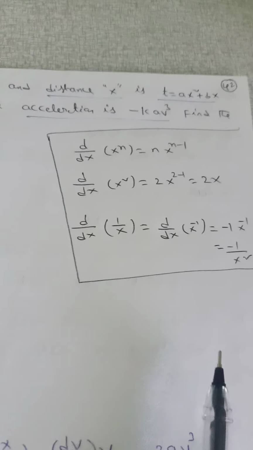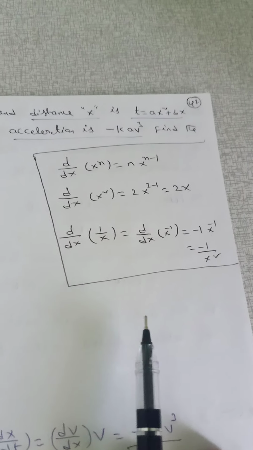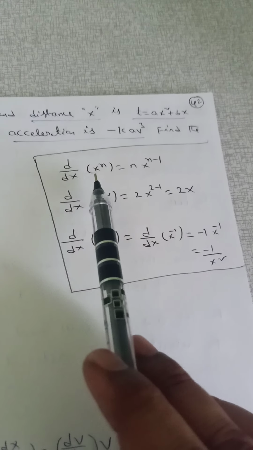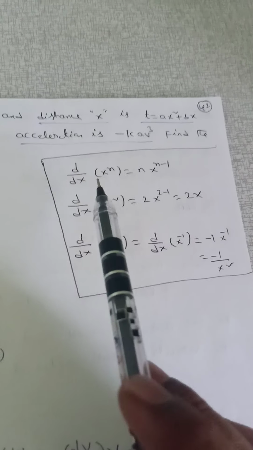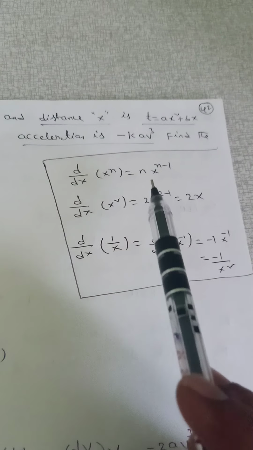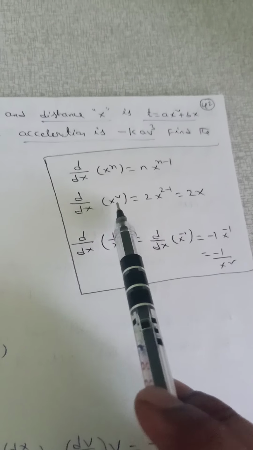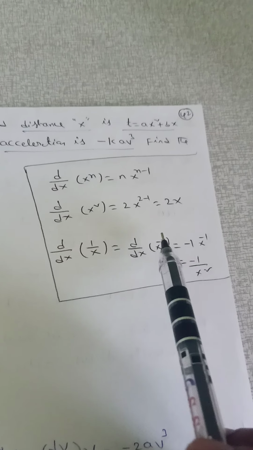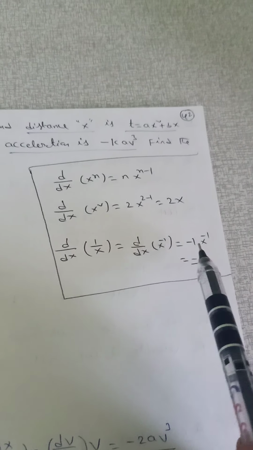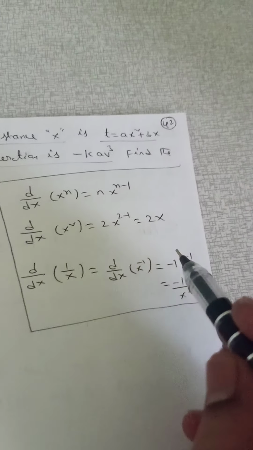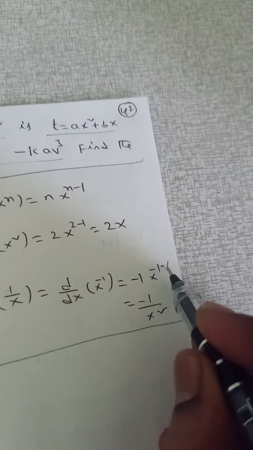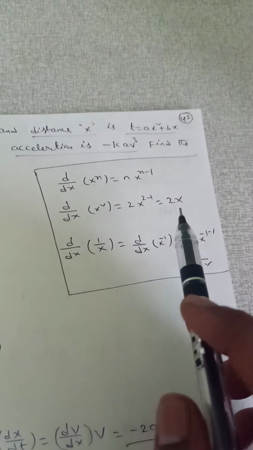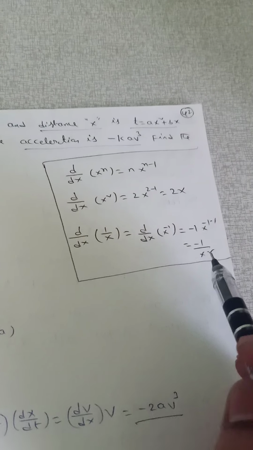First of all, let us discuss some formulas, which were already explained in the last videos. d by dx of x power n is n into x power n minus 1. Suppose n is 2, that means 2 into x power 2 minus 1, which is 2x. For 1 by x, which is x power minus 1, n is minus 1, so minus 1 into x power minus 2, that means minus 1 by x square. So the derivative of x square is 2x, and the derivative of 1 by x is minus 1 by x square.